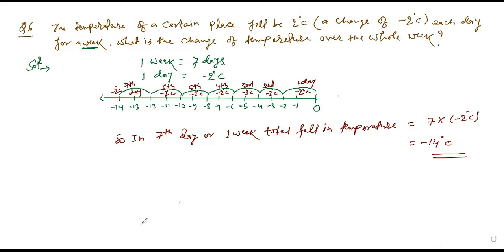Not in the 7th day, just write, so in total 7 days or 1 week, the total fall in temperature is equal to 7 into minus 2 degrees centigrade. Any doubt? No, sir.